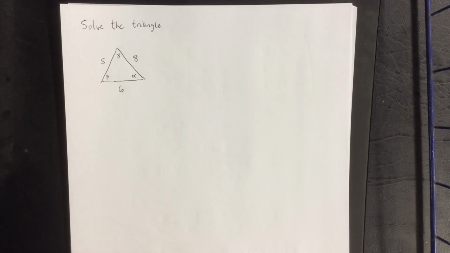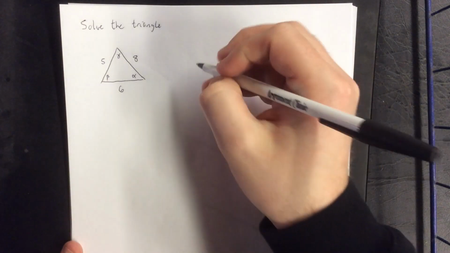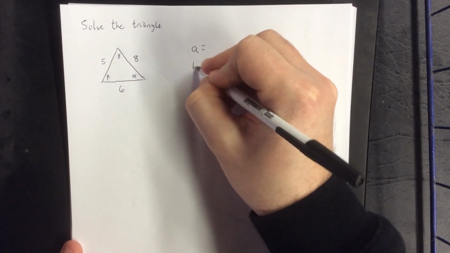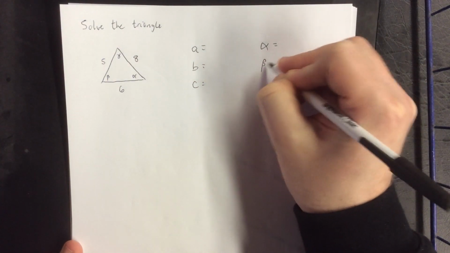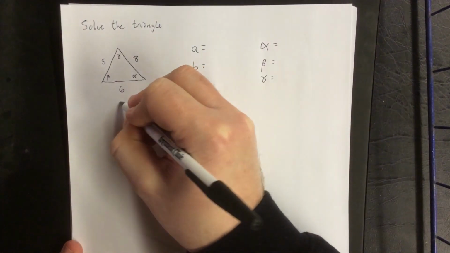All right, in this example, we are going to solve the following triangle. Triangle's been set up thusly. Now, first thing I want to do is organize my data. Because we've been given all three sides, this would be considered the side case of a triangle.